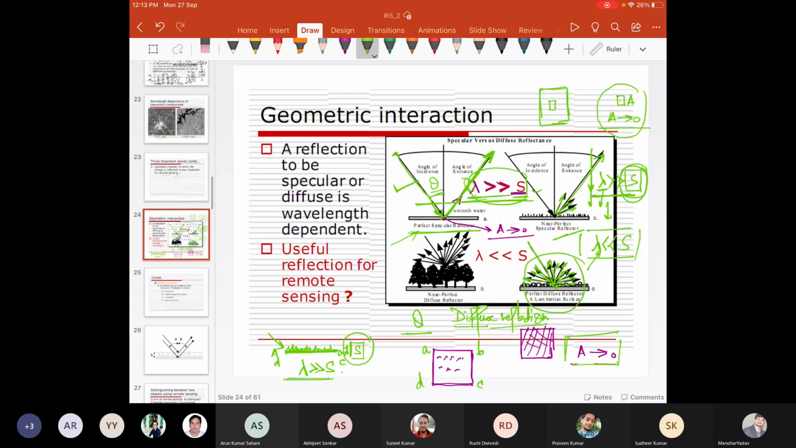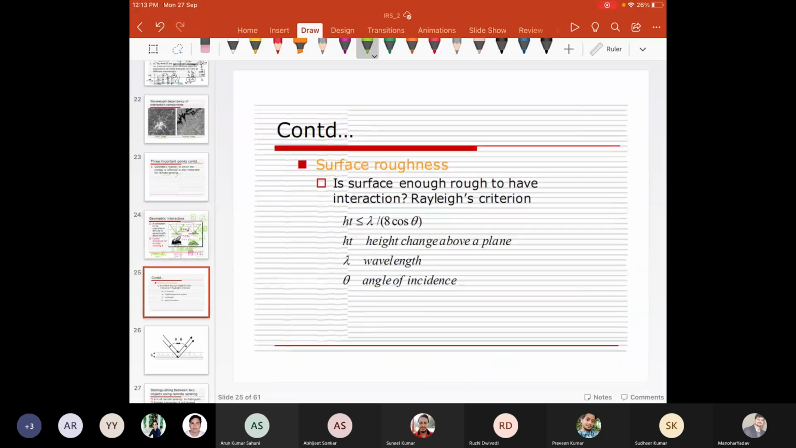Okay. So I hope you will explore why it is so. Now to a mathematical equation over here, we have discussed the surface roughness and wavelength. There is also the factor theta, sorry, this angle of incidence.